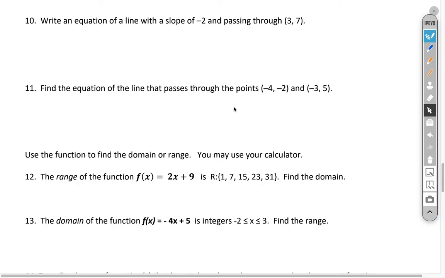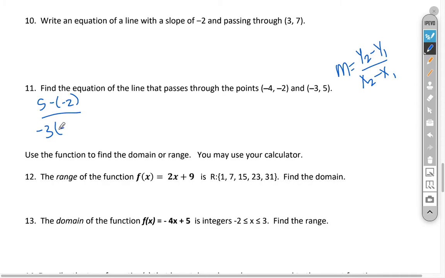Alright, so 11 says to find the equation of a line that passes through the points (-4, -2) and (-3, 5). So in this case, it gave us two ordered pairs. So we need to use the slope formula, y2 minus y1 over x2 minus x1. And we're just going to plug that in. So we'd have 5 minus -2 all over -3 minus -4.